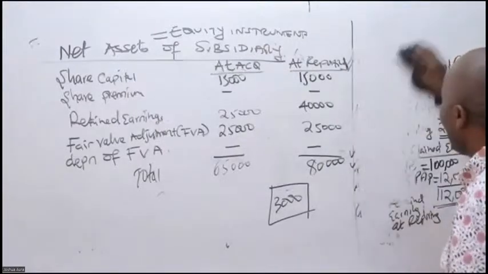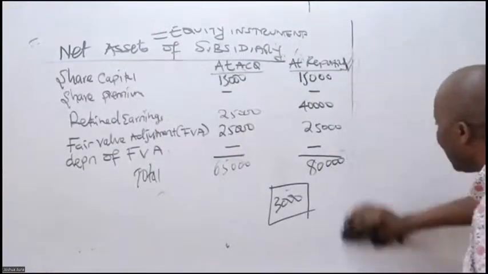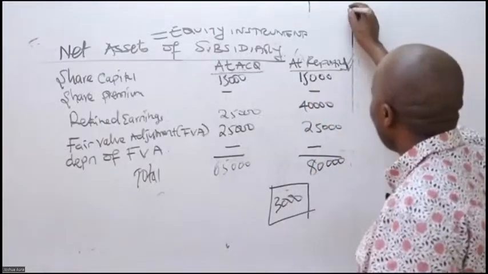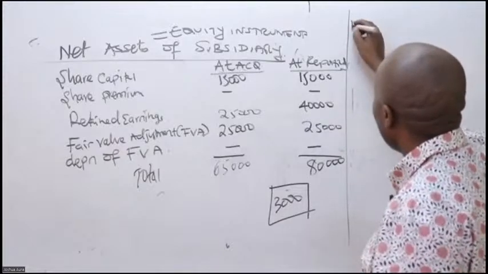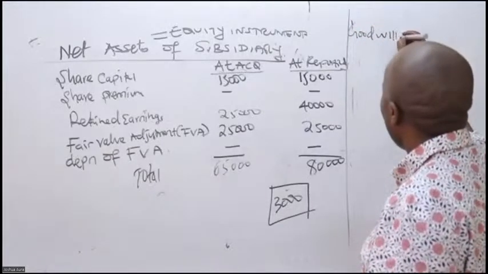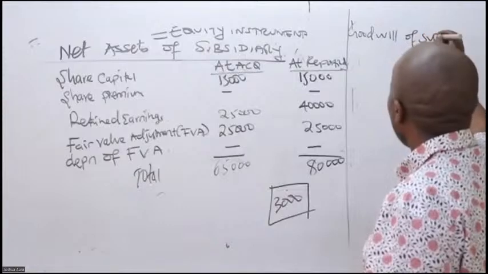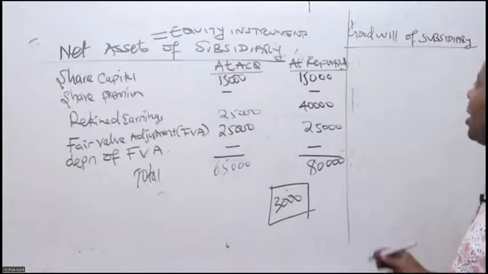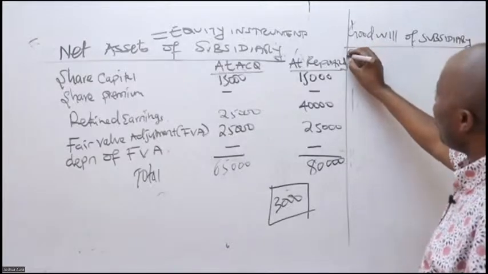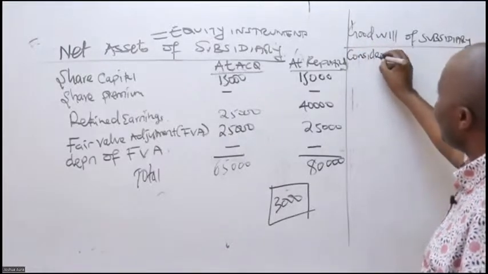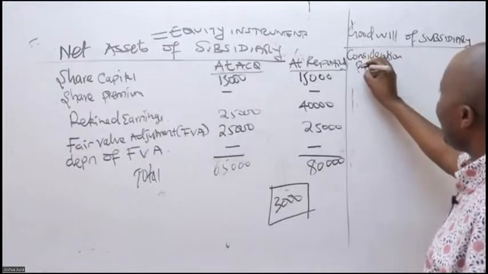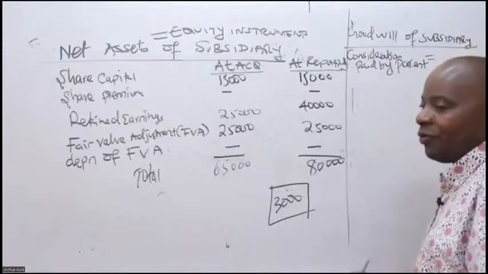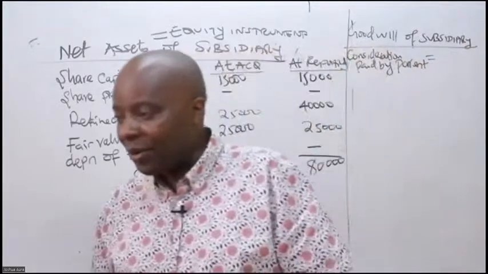Goodwill calculation. So come and give us the last step before you consolidate. Come and give us the goodwill calculation. So calculate goodwill of subsidiary. For goodwill of subsidiary, you start with the consideration paid by the parent. Is there anybody who is able to give me this figure? The consideration that was paid by the parent.